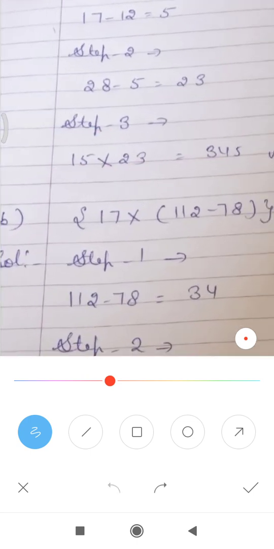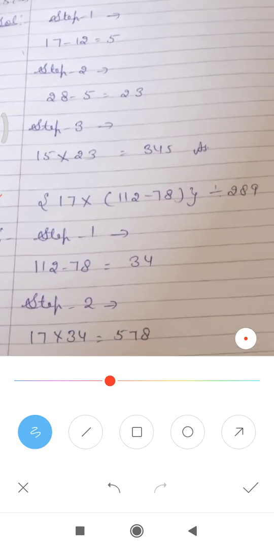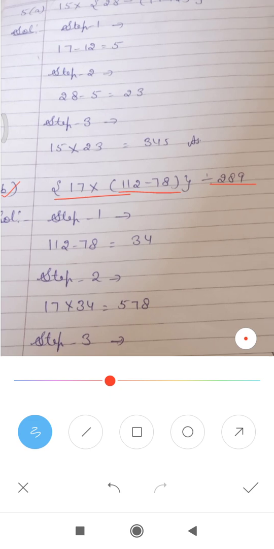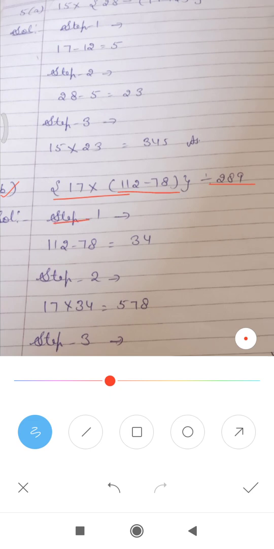Now see its B part, curly bracket. 17 multiplied by, then small bracket. What is given in the small bracket? 112 minus 78, then the curly bracket closed, then divided by 289. Now tell me dear children, in step 1 first what will we solve? The small bracket numbers. What is given there? 112 minus 78. What will come? 34.